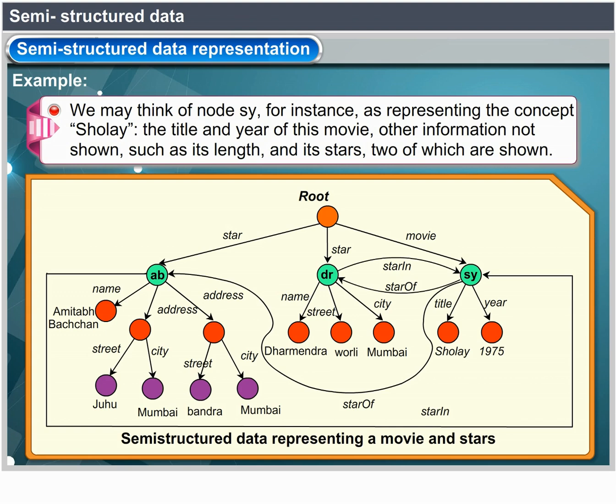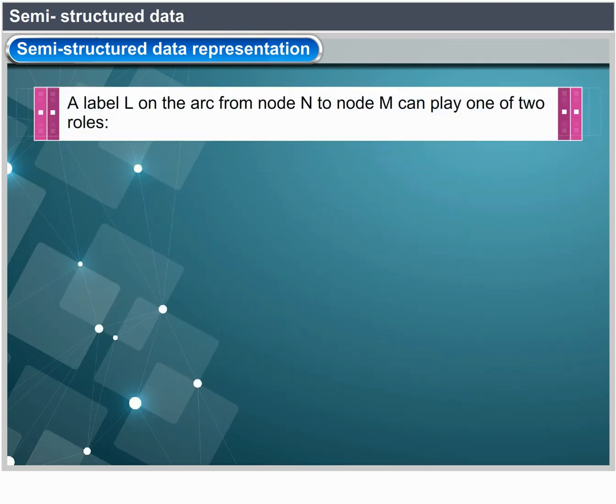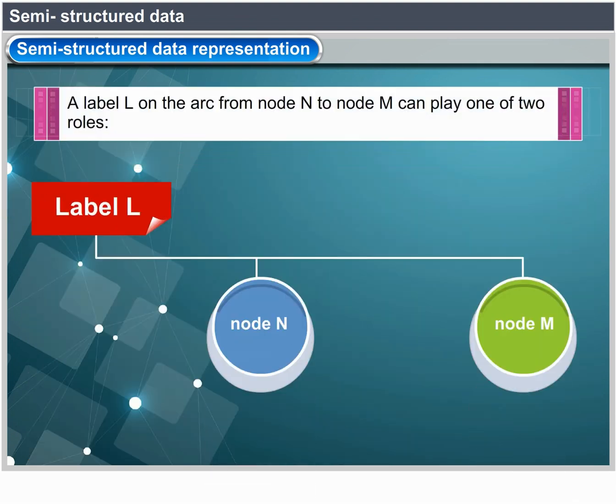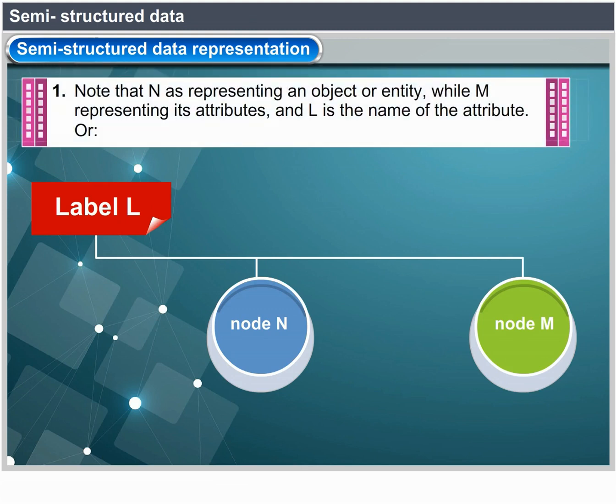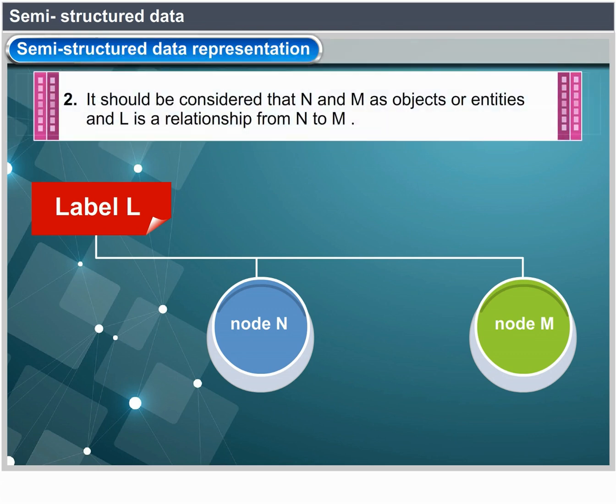A label L on the arc from node N to node M can play one of two roles. Number 1. It may be possible to think of N as representing an object or entity, while M represents one of its attributes, and then L represents the name of the attribute. Number 2. We may be able to think of N and M as objects or entities and L as the name of a relationship from N to M.